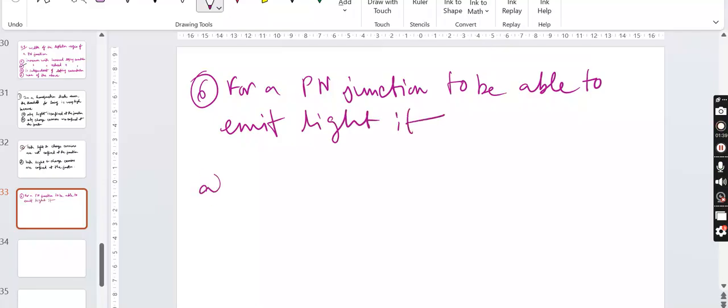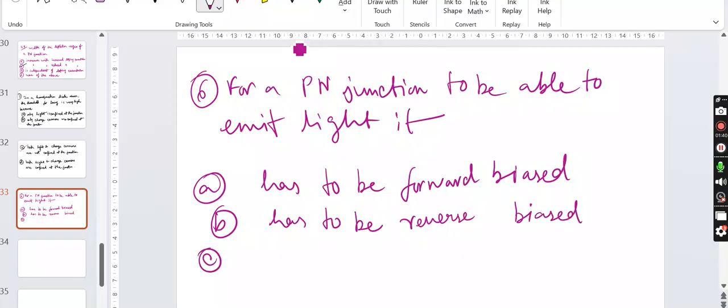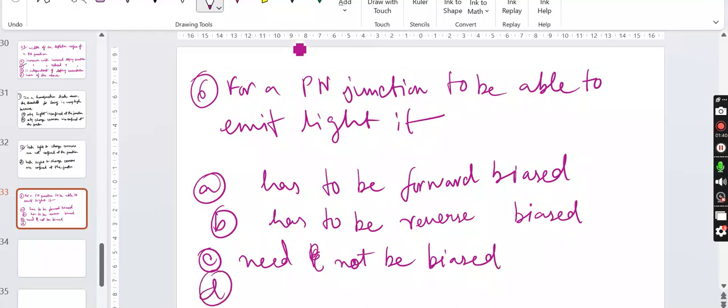Question number 6. For a PN junction to be able to emit light, it: A, has to be forward biased; B, has to be reverse biased; C, need not be biased; D, none of the above.